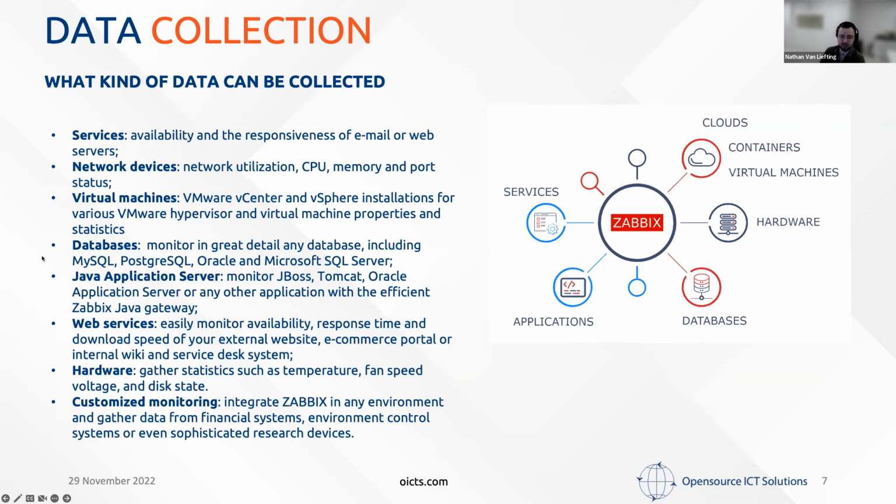Another feature that might be interesting is Java application monitoring. If you have some Java applications running like JBoss, Tomcat, Oracle, then you can also utilize Zabbix to monitor those directly. Although we do not have full APM, application performance monitoring just yet, which is on the roadmap. We do have Java application monitoring, so we can get in-depth information about those.